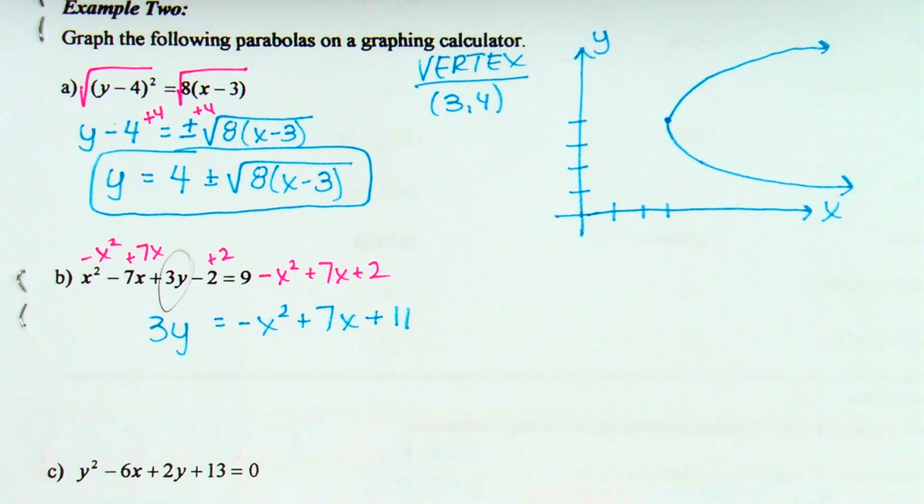Since it's 3y, what do I need to do? Divide by 3. And what I would do, since we're just going to punch this in on the calculator, is just make it one big fraction and put 3 underneath. Does that make sense?